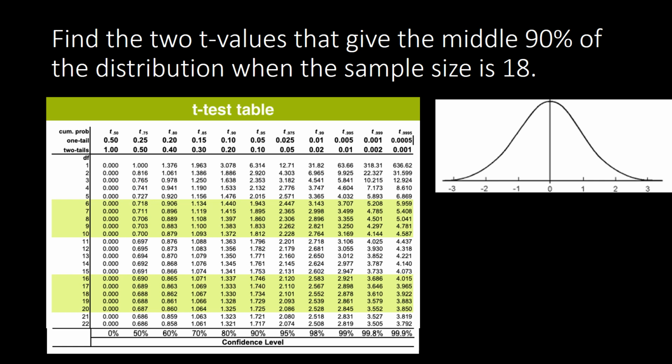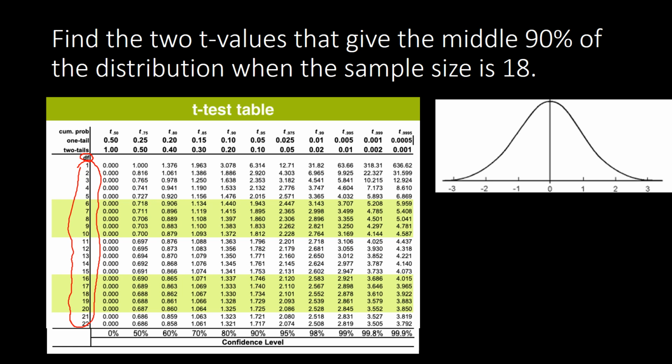So first off, we must know our df. Our df is located on this column here. So if you can see there on your table, there's the df, and everything here is your df. df, remember, is n minus 1.